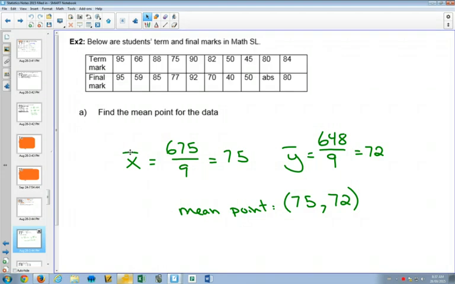So here we have students' marks, your term mark and final mark. Notice that we're not including this one because that person was absent for their final exam.